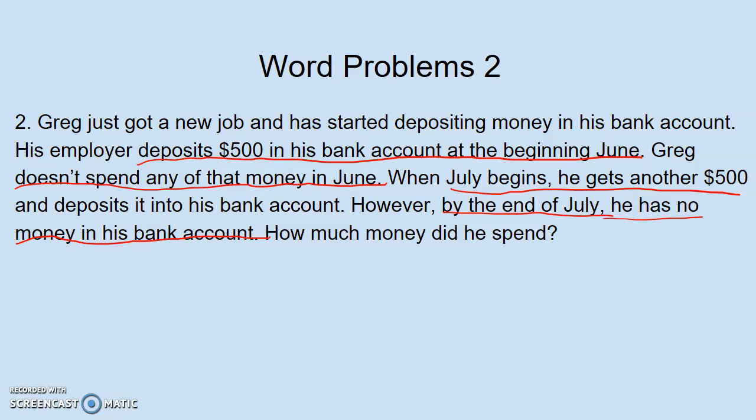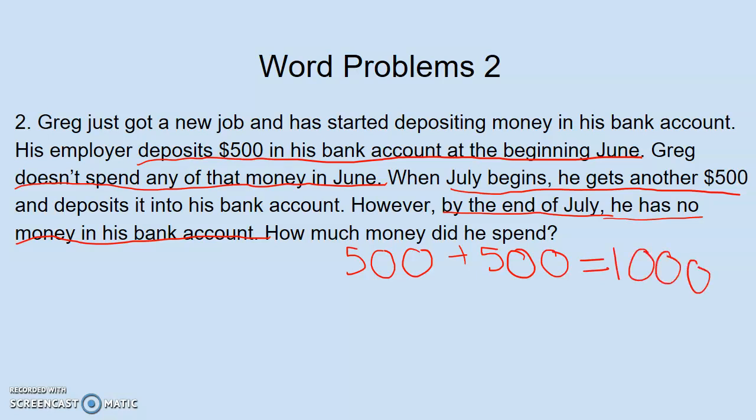Well, we know that he got $500 at the beginning of June and didn't spend any of that. So that means that he had $500 at the beginning of July as well, because he didn't spend any of that money in June. And then at the beginning of July, he gets another $500. So you add $500. So that means after he deposits that, he gets $1,000. But then he has no money in his bank account by the end of July.